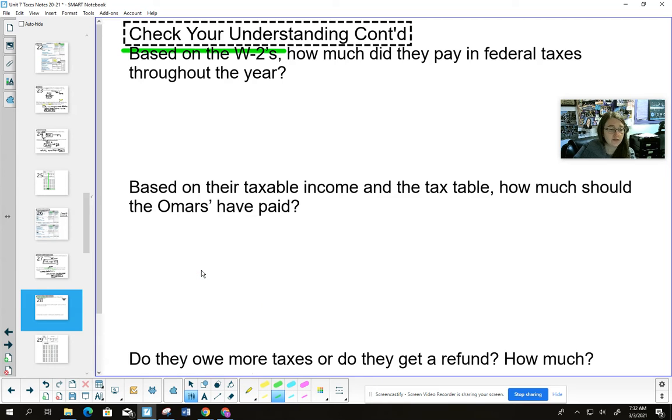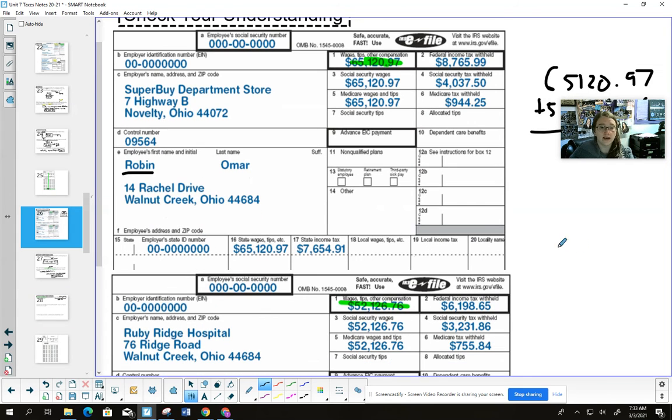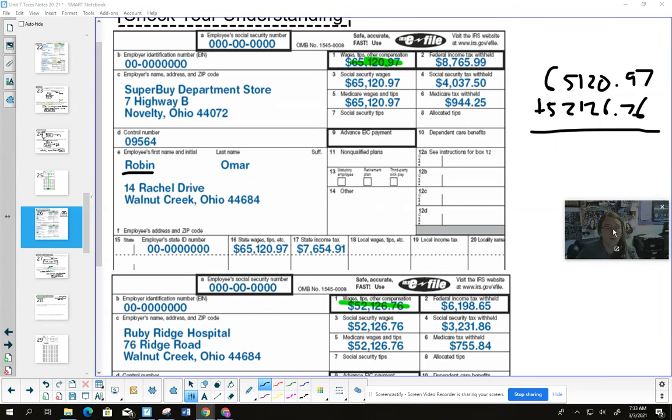So again, little hint here if you're filing jointly, your taxes get added together that you've paid. Because they are filing jointly, I'm going to go back to the W-2s here in a second. You need to add together the federal taxes. So let's go back to the W-2. Read what we should know because we saw it before. What box says their federal income tax? We're going to add those together.